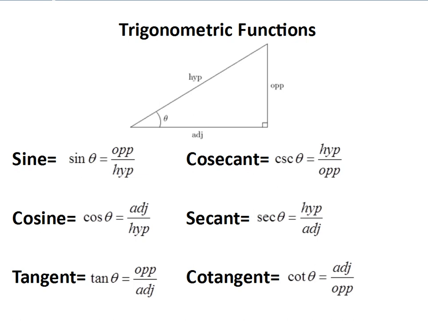Now cosecant is actually just the reciprocal of sine. We abbreviate cosecant as CSC, and it's the hypotenuse over the opposite. The secant is the reciprocal of cosine, so it's the hypotenuse over adjacent. And cotangent is the reciprocal of tangent, so it's just adjacent over the opposite.